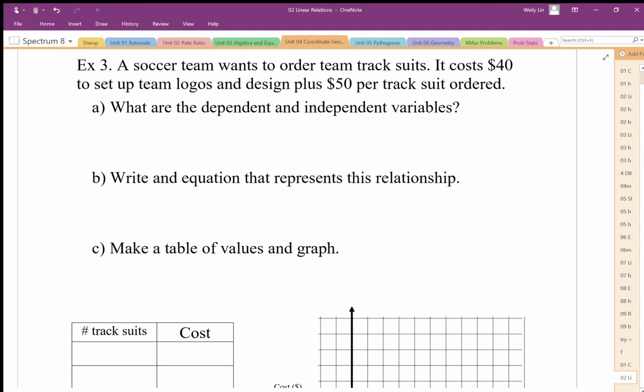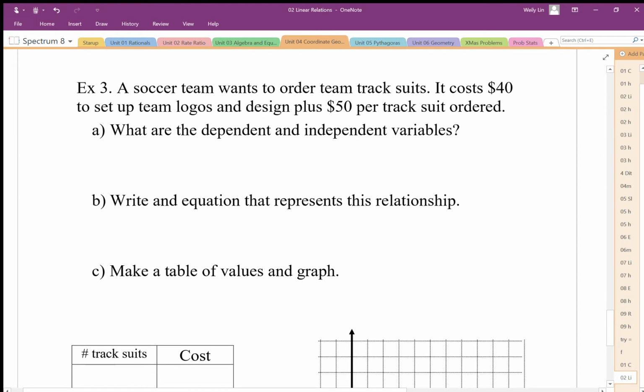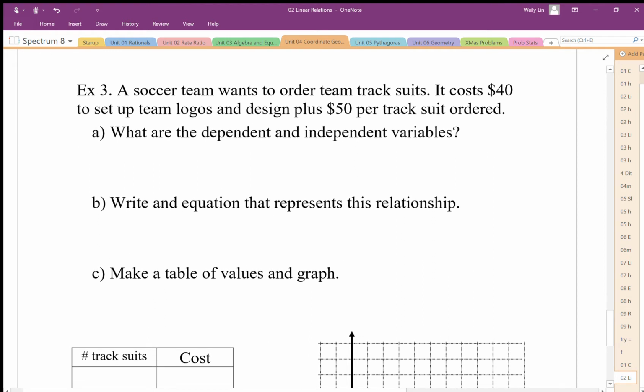So here we have another relationship described in words. This soccer team wants to order tracksuits. It costs $40 to set up team logos. Okay, so I guess to be able to embroider team logos onto the tracksuits, you have to pay $40 to set up the machines. And then you have to pay $50 for every tracksuit that you order.